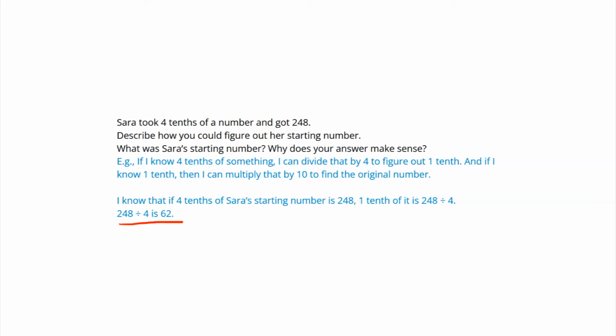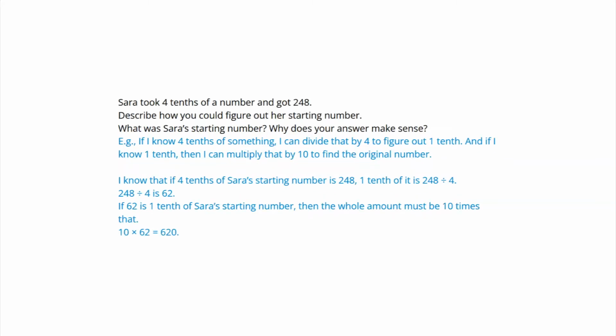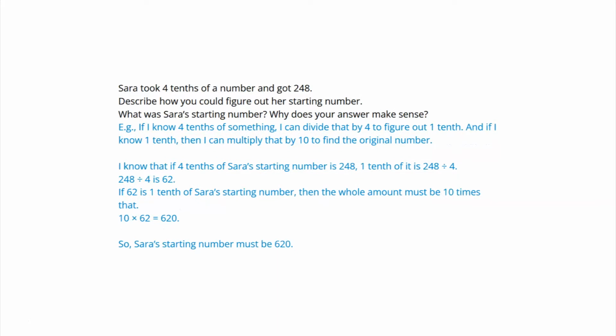So we've got 248 divided by 4, which is equal to 62. If 62 is 1/10 of Sarah's starting number, then the whole amount must be 10 times that. So 10 times 62, which is equal to 620. So Sarah's starting number must be 620.